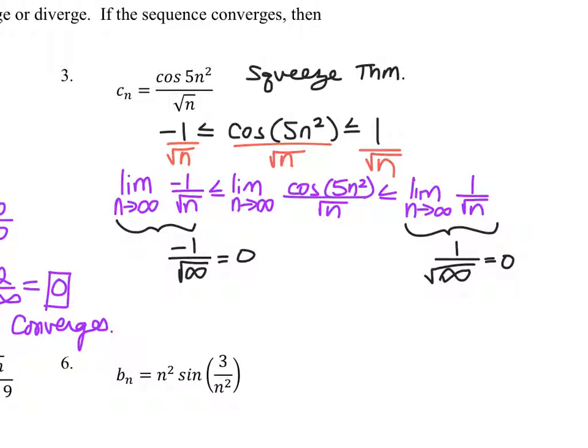And so once they get to a point where they're indistinguishable from one another, that third function must take on all the characteristics of the two outer functions, all right, including its limit. So my final answer here would be that the limit as n approaches infinity of the cosine of 5n squared over the root of n is going to be equal to 0, and that suggests that this is converging.